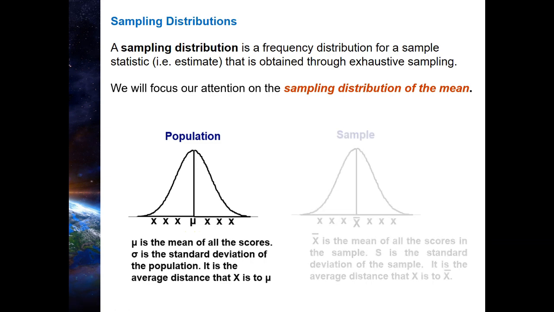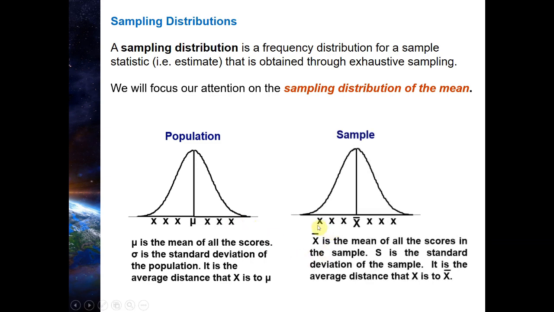Okay, now if we look at a sample, basically the only difference is instead of plotting all the scores in the population, we're just plotting some of them, right? Because we only have a sample, so these are all the scores in the sample. The mean of the sample is x bar, and if we wanted to, we could measure the variability of this distribution, and again, we could use standard deviation. Standard deviation would be the average distance, right? So the average distance that x is to x bar.